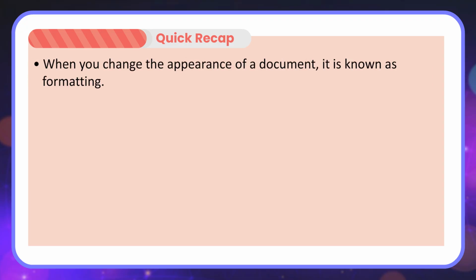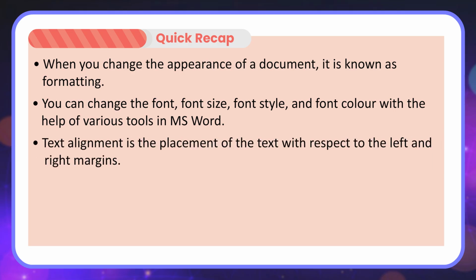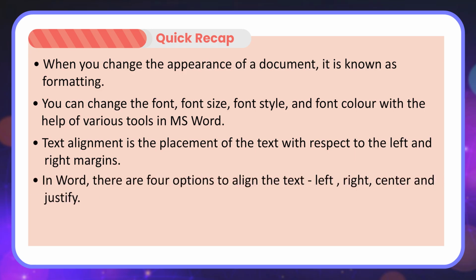Quick recap. When you change the appearance of a document, it is known as formatting. You can change the font size, font style, and font color with the help of various tools in Word. Text alignment is the placement of the text with respect to the left and right margins. In Word, there are 4 options to align the text: left, right, center, and justify.